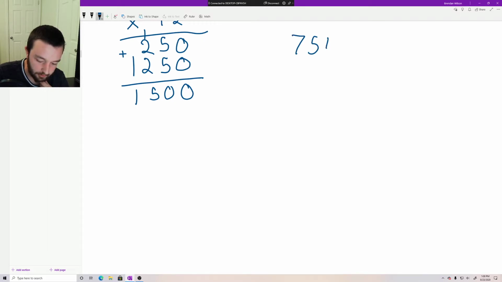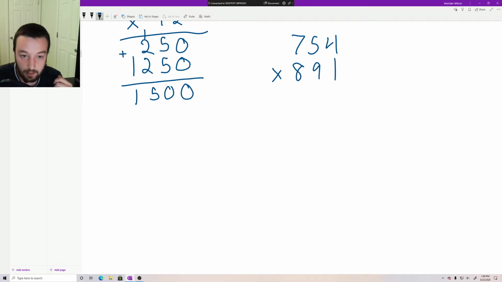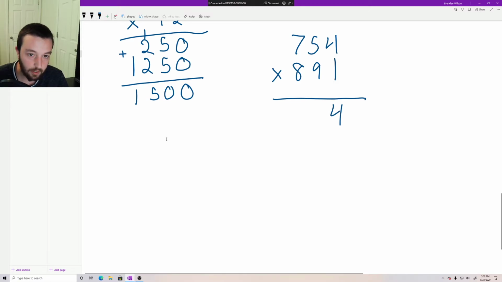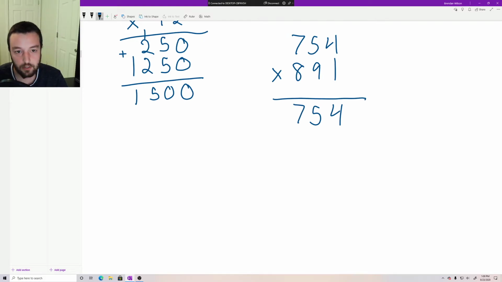Let's say 754 times 891. It's a pretty big one. But the steps follow the same way. So we have 1 times 4 is 4. 1 times 5 is 5. 1 times 7 is 7. Okay. So we multiplied the ones place by everything on the top.